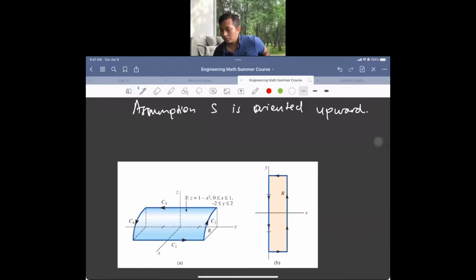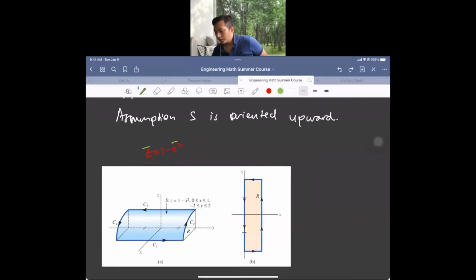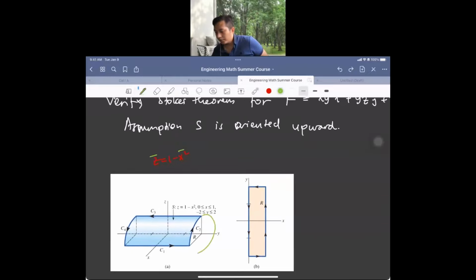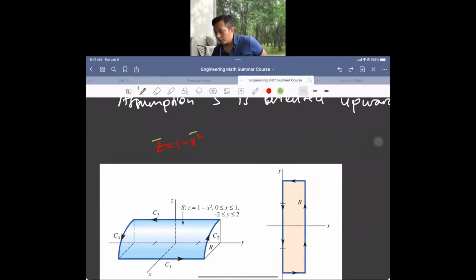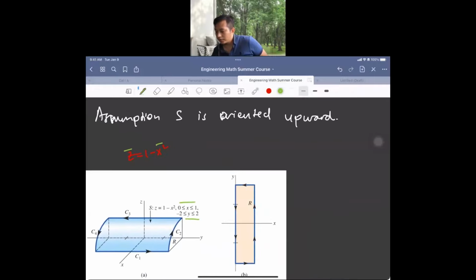The key is just to draw z equals 1 minus x squared in two dimensions, and then extend it into 3D space. Because we have z and x, the axis at the center will be y, right? As you can see from this picture, y is the axis. So that is the cylinder. It's actually a full cylinder, but it's cut from the interval 0 to 1 and negative 2 to 2 for x and y.